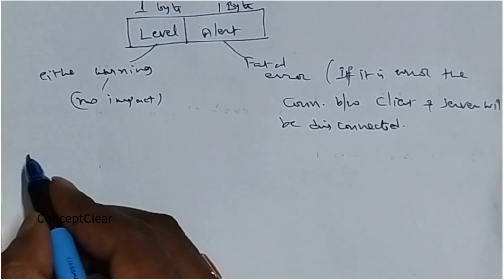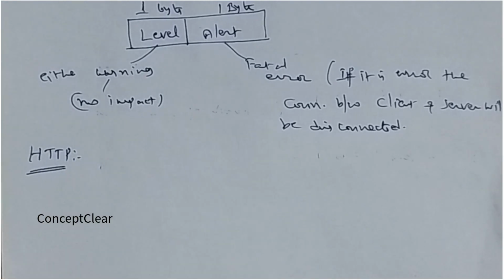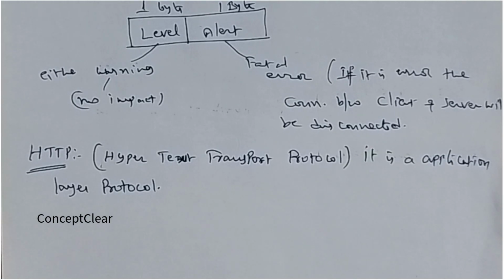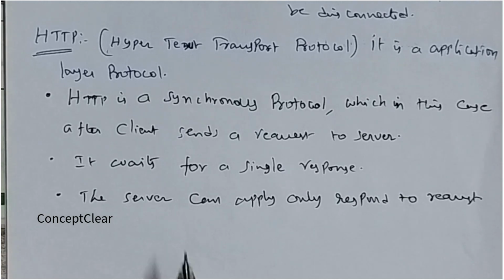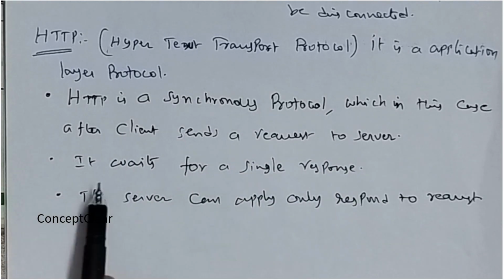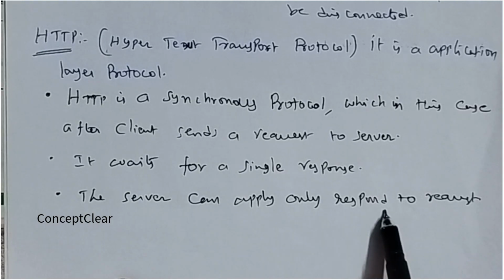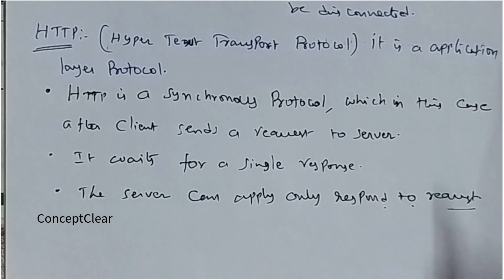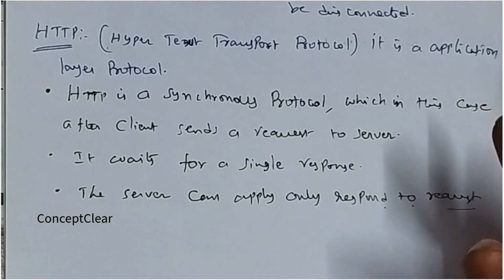In the SSL protocol layer we have HTTP. What is the meaning of HTTP? Hypertext Transfer Protocol is an application layer protocol. HTTP is a synchronous protocol, which in this case means that after a client sends a request to a server, it waits for a single response. The server can only respond if there is a request. For example, if you want to browse any website, you have to use a browser. Through the browser we send the request, and after that the server sends the response. Then only the client will respond once again. Okay, this is about the HTTP protocol.